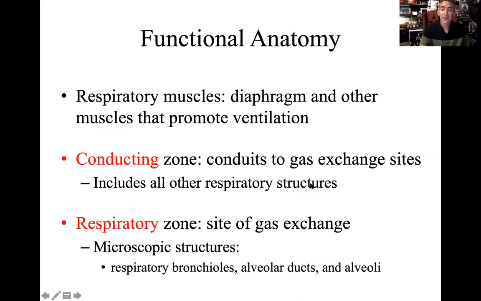So all of the other respiratory structures, which are different from the respiratory zone, right? So all of these muscles, the diaphragm, which we're going to talk about specifically, is going to help move air in and out through the conducting zone to get to the respiratory zone, which is where the gas exchange is actually going to take place. It's at the microscopic level of the bronchioles there.